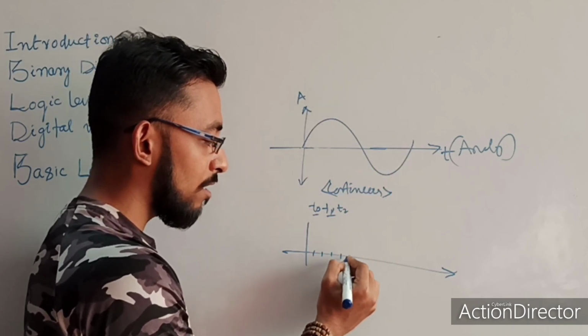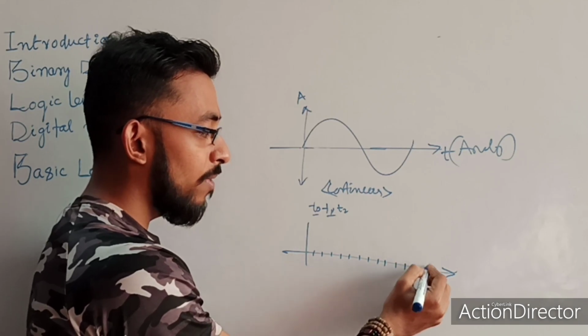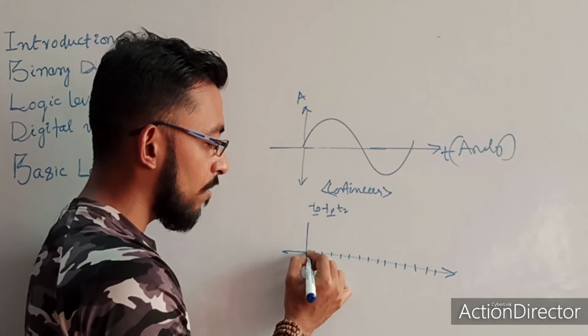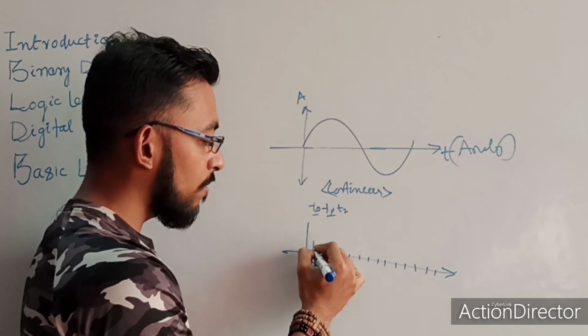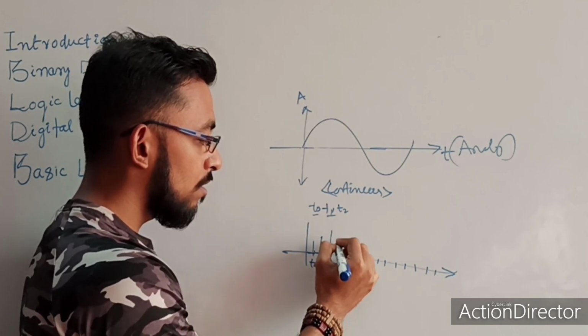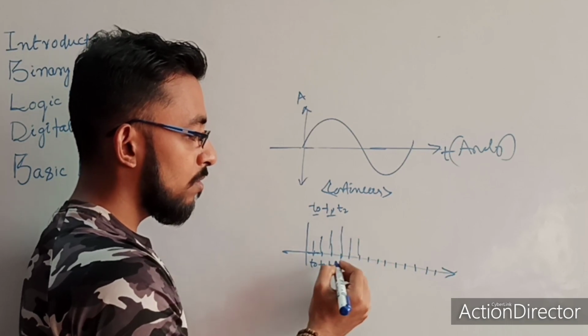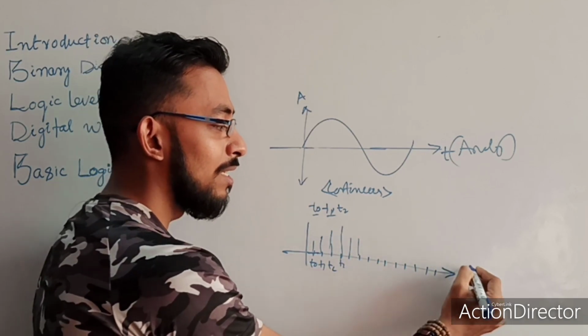So we are going to divide the time axis into intervals. This is t0, this is t1, this interval is equal, t2, t3 like this. Then we will get some values. This is also not digital, but it is a discretized signal.